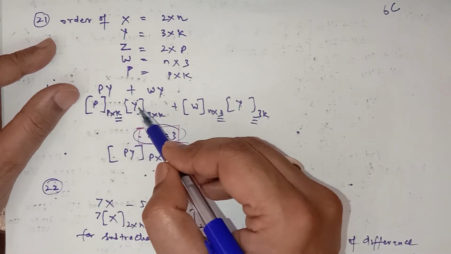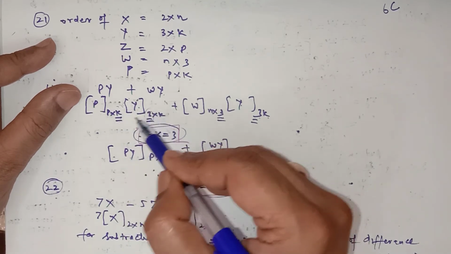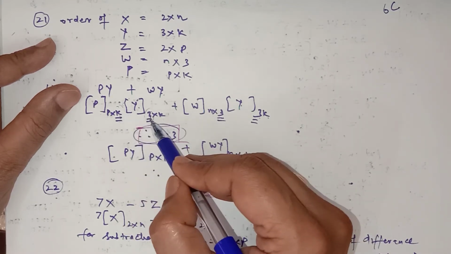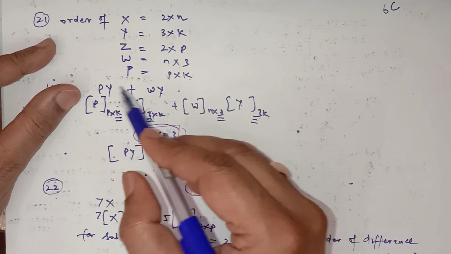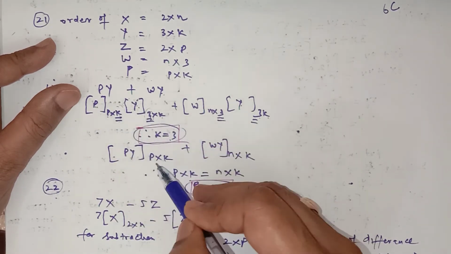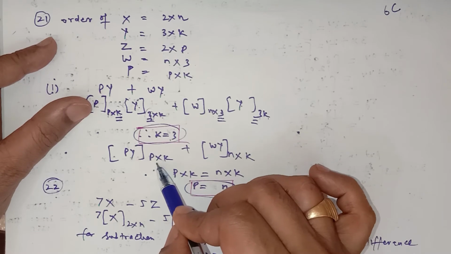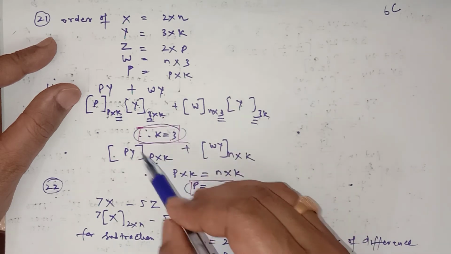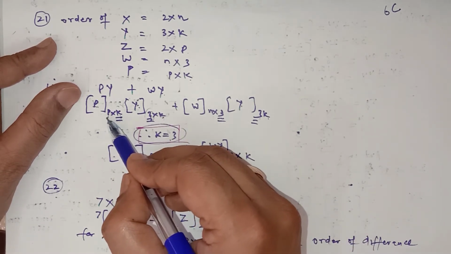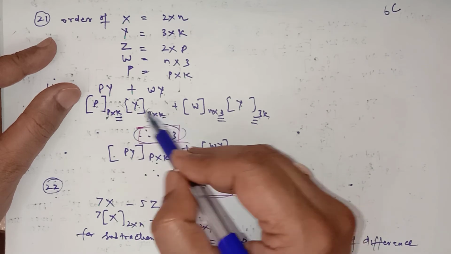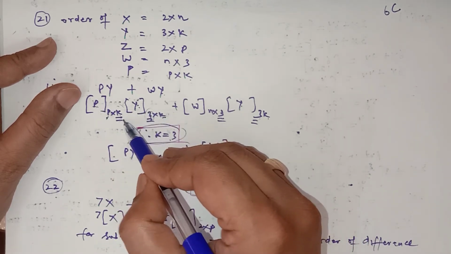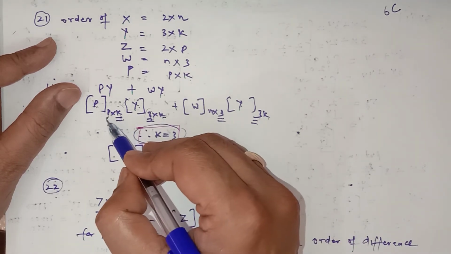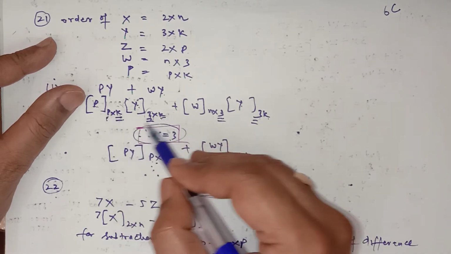Now to multiply P by Y, the number of columns must be equal to the number of rows. So k should be equal to 3. This is the first condition. The order of P into Y will be p by k. I have already discussed this at the beginning of this chapter. The order of the product of matrices is the number of rows of the first matrix and the number of columns of the second. To multiply, the number of columns of the first must equal the number of rows of the second, and the order of the resultant matrix is p by k.